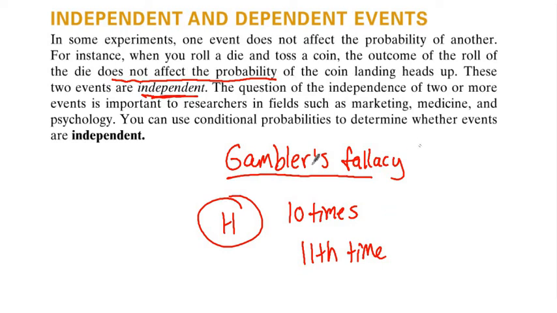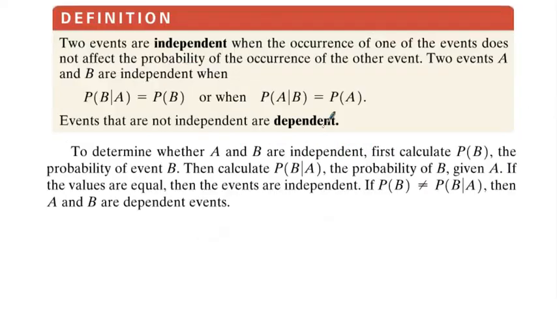And that's a fallacy, because every coin toss is an independent event. It has nothing to do with what happened on the prior coin toss. So that's what it means to say that two events are independent. I think it'll be clear when we do a couple examples. So here's the notation for this in terms of stats. If event A and event B are independent, then the probability of B given A is just the probability of B.